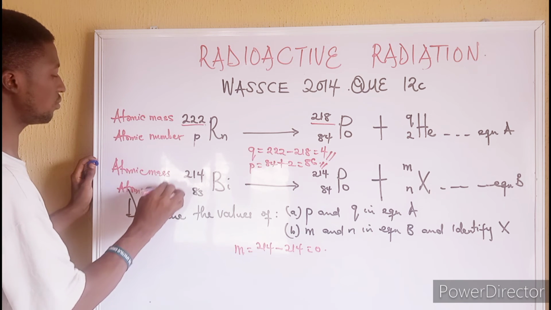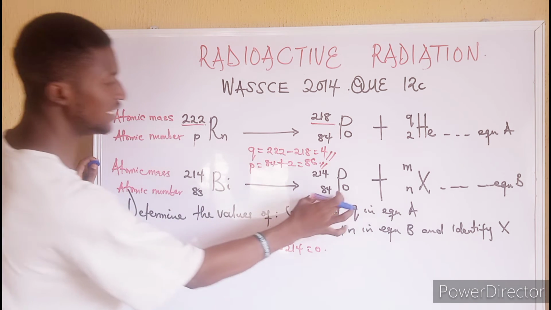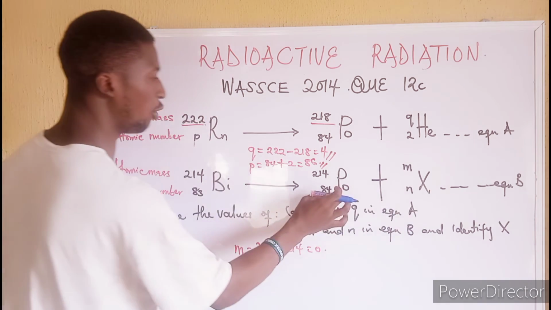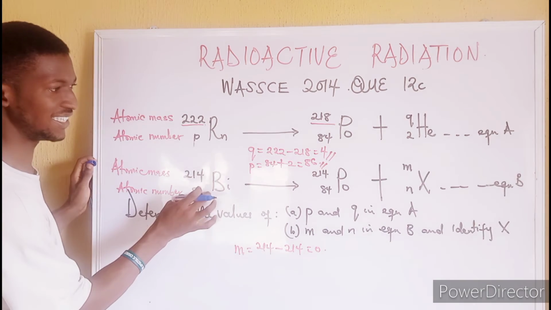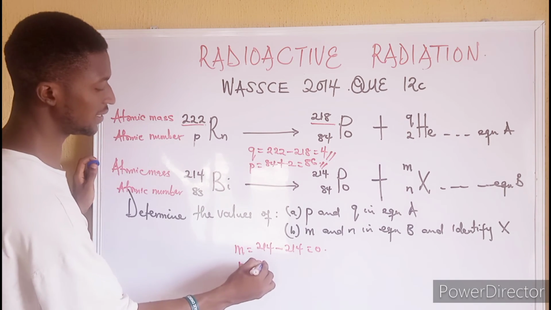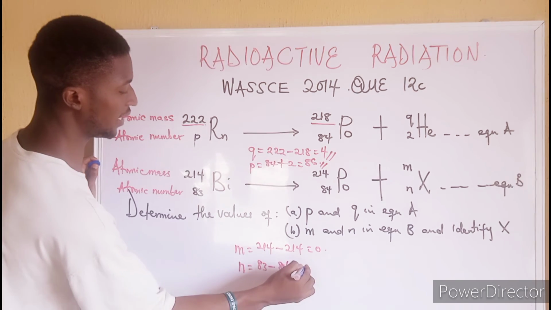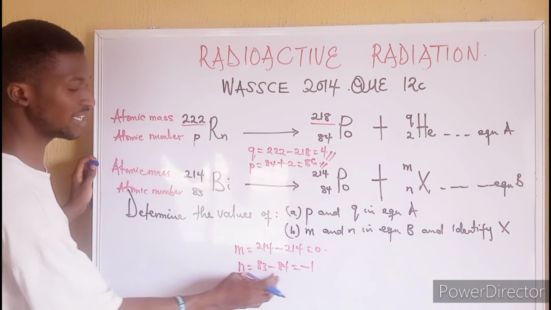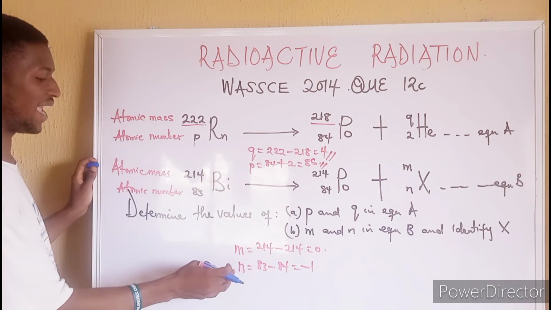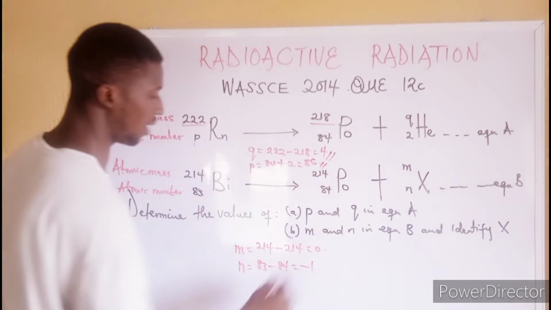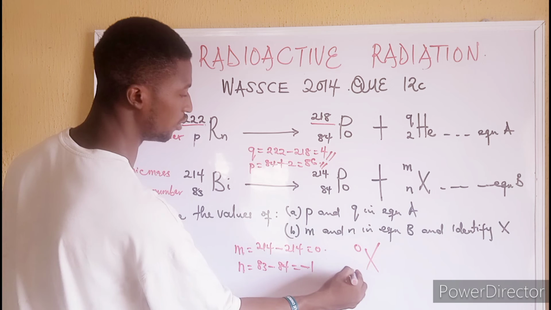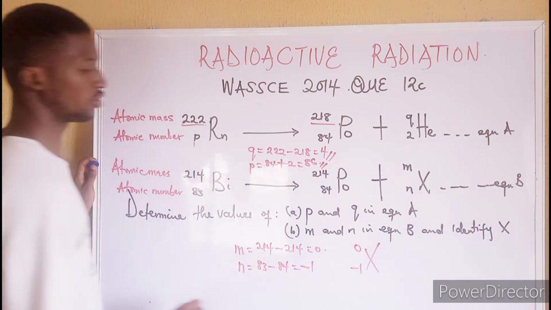And let's look at the atomic number now. Here you have it to be 84, here you have it to be N. Don't forget, when you add this together, it must give you the 83 that is here. So our N is equal to 83 minus 84, and that gives you minus 1. When it gives you minus 1, it means the value of N is minus 1. When the value of N is minus 1, let's determine our X. X is taken to have atomic mass of 0 and atomic number of minus 1.